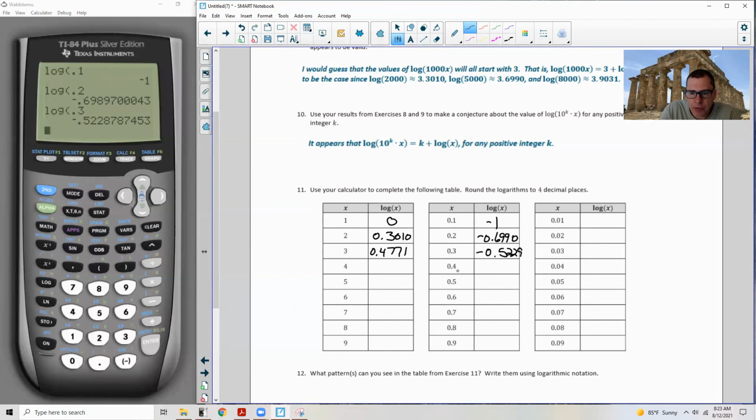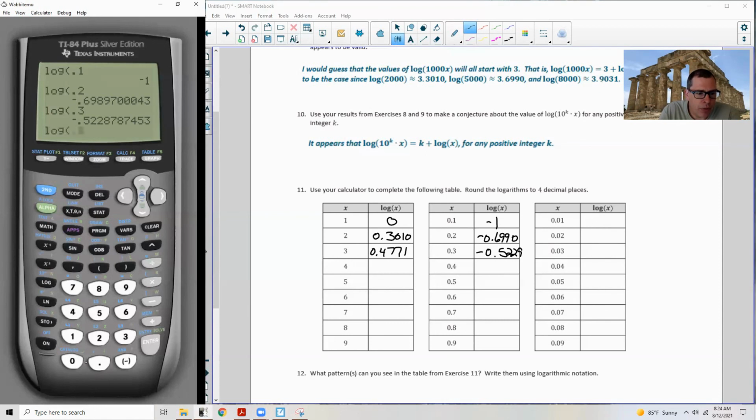As my decimal tenth position gets larger, the number's getting smaller, right? 0.1, 0.9 is greater than 0.1. These numbers are getting bigger, but the log is getting closer to 0 from the negative side. These are also getting bigger. So now I'm going to go out to log of 1/100th. So the log of 0.01 is -2.